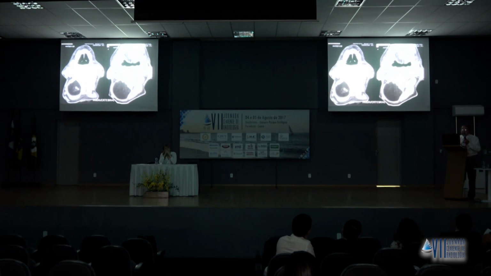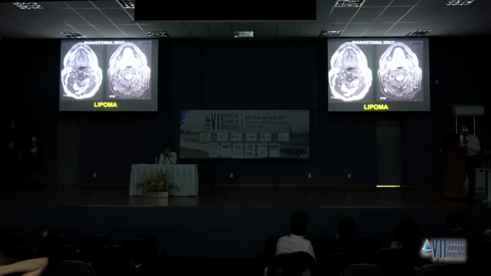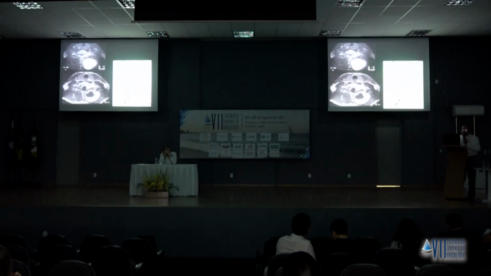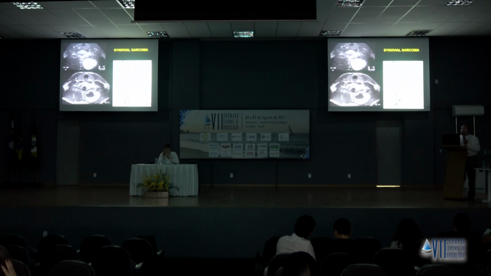Now, in the posterior paravertebral space, you have this lesion that is predominantly a lipomatous lesion with some calcifications. We did a biopsy of that, and it turned out to be liposarcoma of the paravertebral space. And here's another case of a lipoma, and here's a case of a very aggressive tumor. We did a pre-surgical embolization. The tumor is vascular, and this turned out to be a synovial sarcoma.